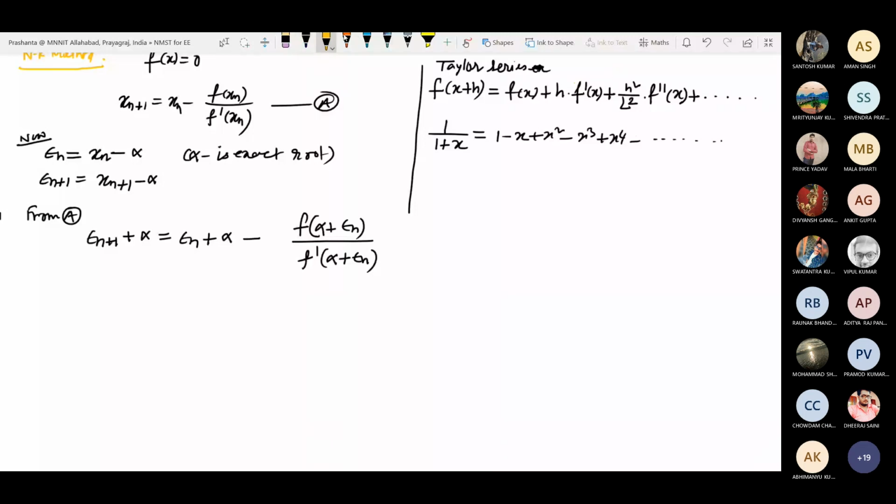Yes, sir. Now we will simply be applying the Taylor series first in both these expressions, f of alpha plus epsilon n and f dash of alpha plus epsilon n. So let me write down epsilon n plus 1 on the left-hand side. On the right-hand side we have epsilon n minus the series expansion of the numerator, f of alpha plus epsilon n, which is epsilon n times f dash alpha plus epsilon n square by factorial 2 into f double dash alpha and so on. Is that clear?